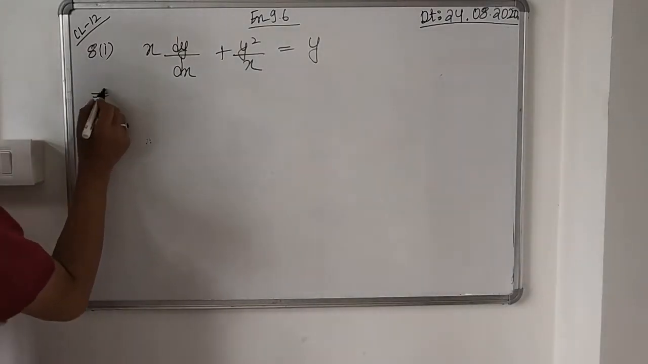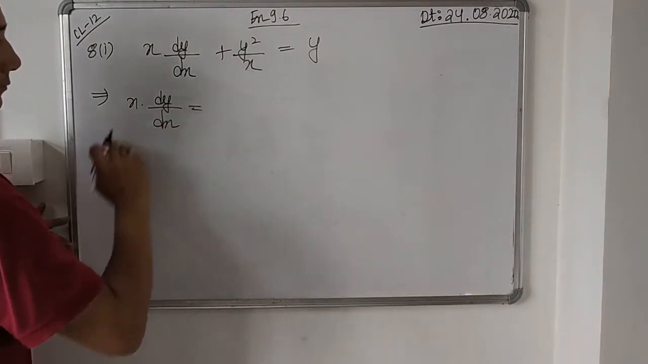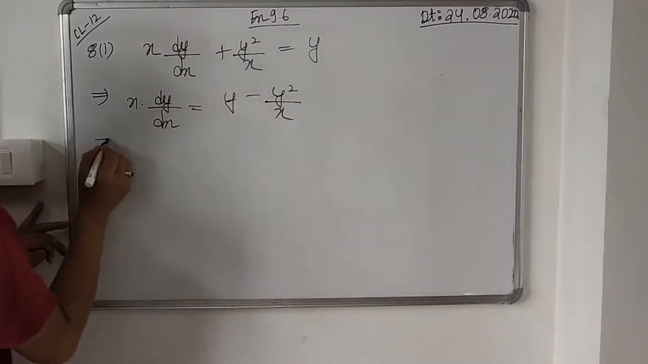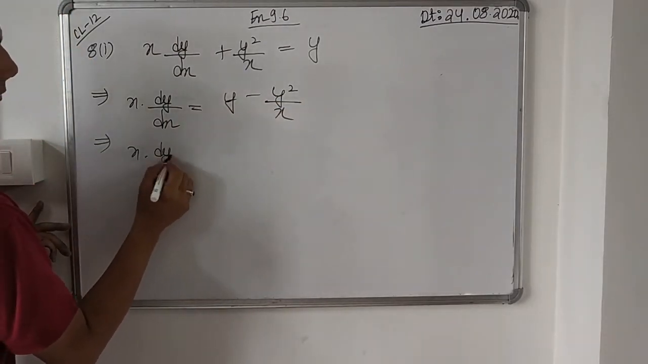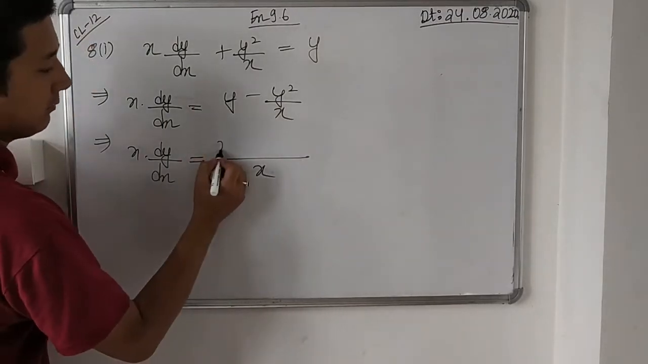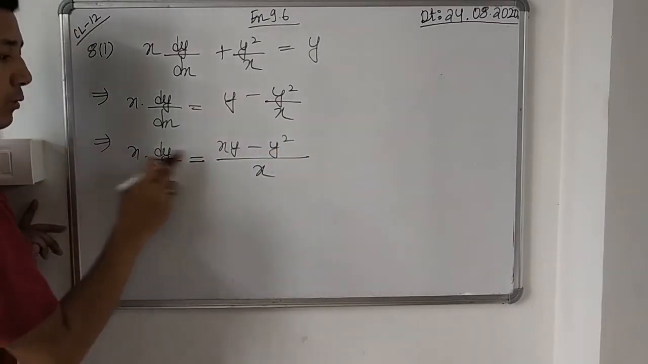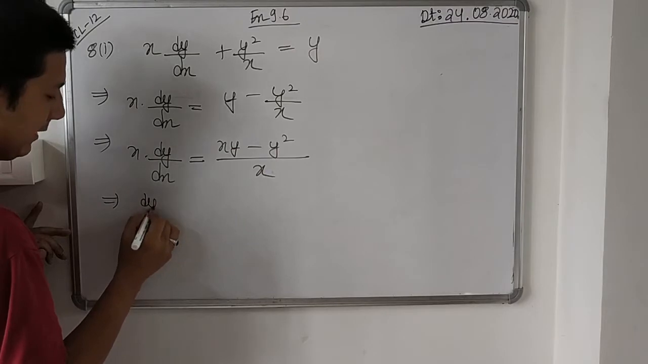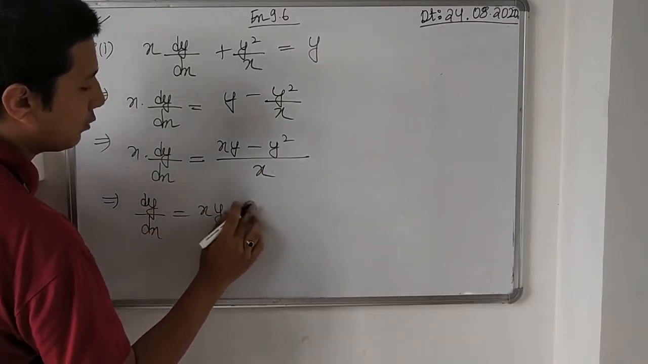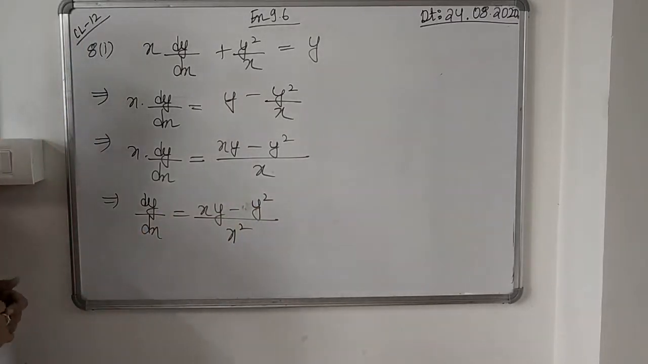So this implies x into dy by dx. We know the process. Let's take this side: y minus y square by x. Let us take x as the LCM. So if I take x as the LCM, this will be xy minus y square, alright? And I can also cross multiply with x, so therefore dy by dx will be xy minus y square divided by x square. Now let us check the powers.